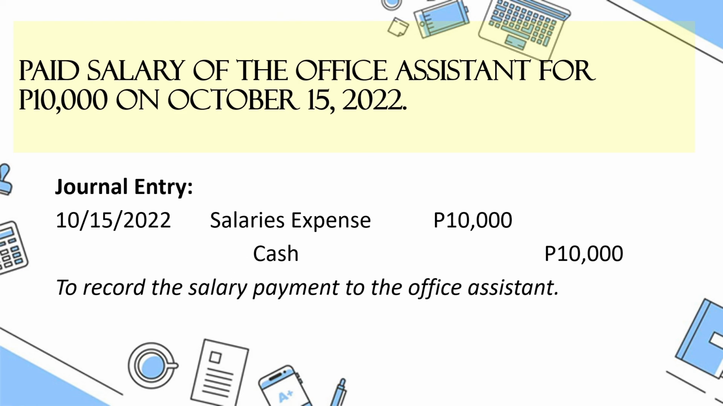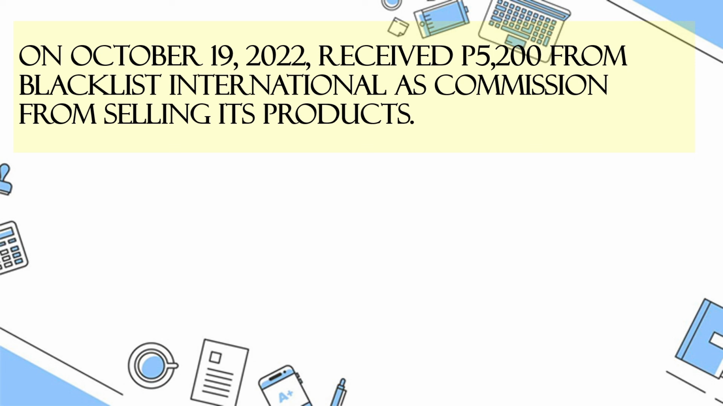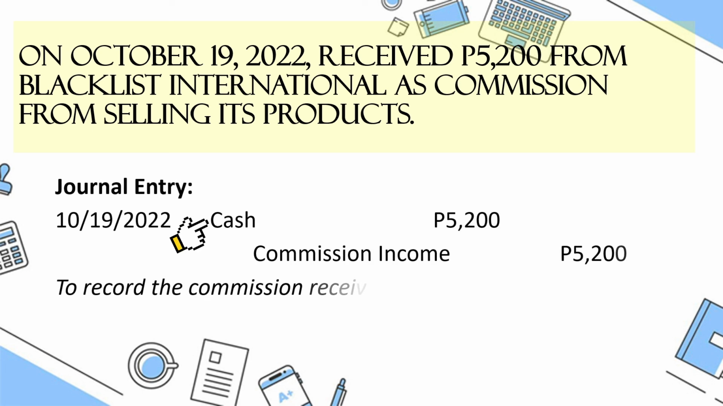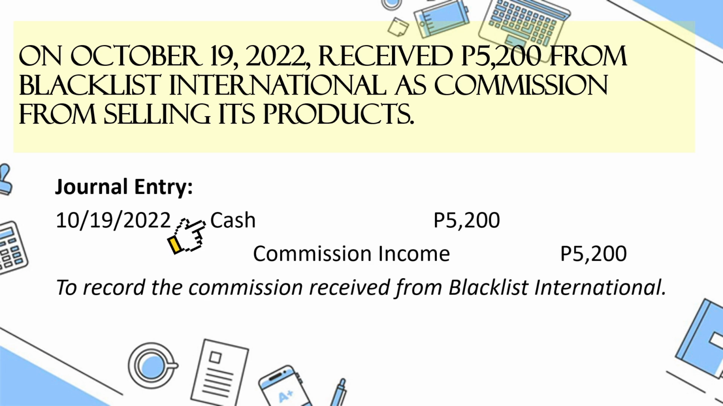Next example, on October 19, 2022, received 5,200 from Blacklist International as commission from selling its product. The entry to record this one is a debit to your cash 5,200 since nakadawat man ka og kwarta nga commission from Blacklist International. And then a credit to your income amounting to 5,200. So again, this is part of your clip nga acronyms na belong dito ang income, which has a normal credit balance.